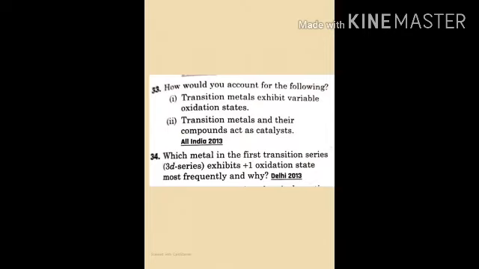It is because the electronic configuration of copper is 3d10 4s1. When you write the electronic configuration, you can see that it will be 3d10 4s1. It loses one electron and can form Cu+ with the 3d10 configuration.